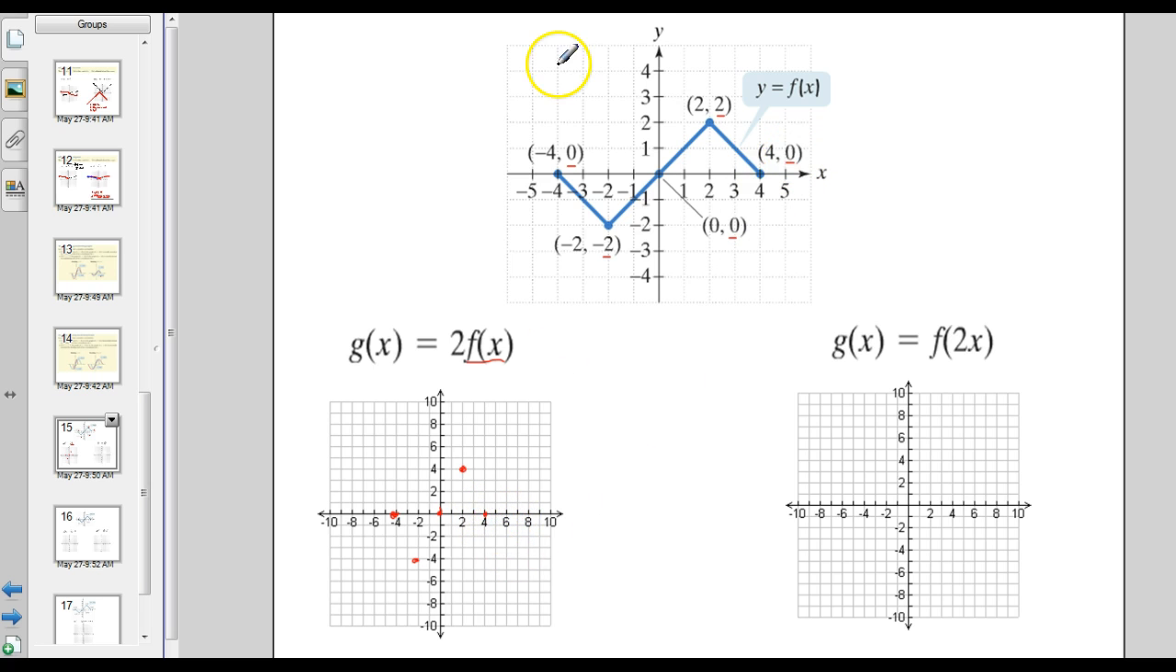And so instead of this thing looking like this, where the lowest number is negative 2 and the highest number is positive 2, now our lowest number is negative 4. Our highest number is positive 4. Now, this is g of x equals f of 2 times x. Okay, so we double the x first, then put it into the function.